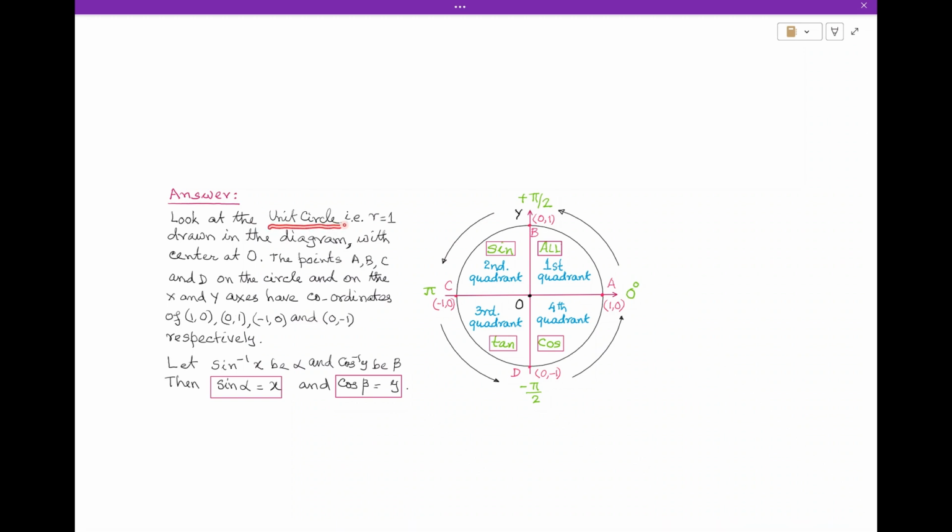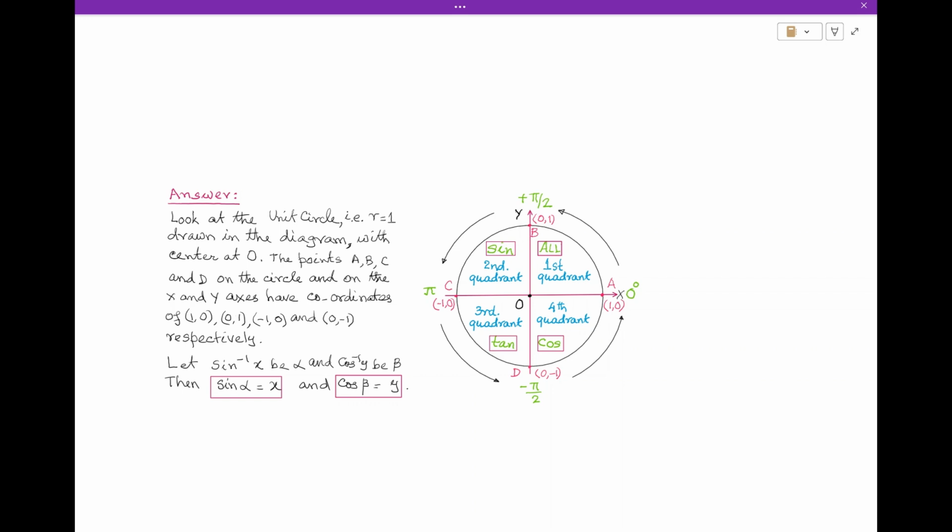Look at the unit circle, that is, radius is 1, drawn in the diagram with center at 0. The points A, B, C and D on the circle and on the x and y axes have coordinates of (1, 0), (0, 1), (minus 1, 0) and (0, minus 1) respectively. This is the unit circle here, this is the x-axis, this is the y-axis. The point A has the coordinate of 1 and 0. Point B has the coordinate 0 and 1. Point C has the coordinate of minus 1 and 0. And point D has a coordinate of 0 and minus 1.